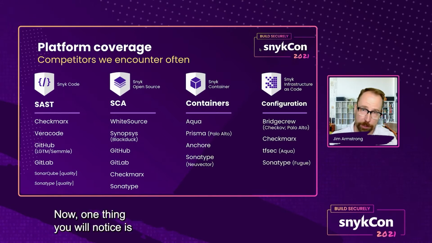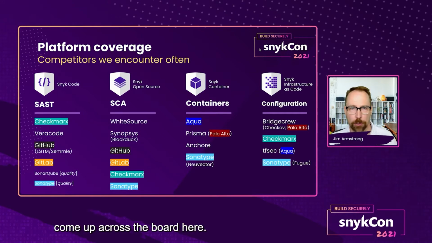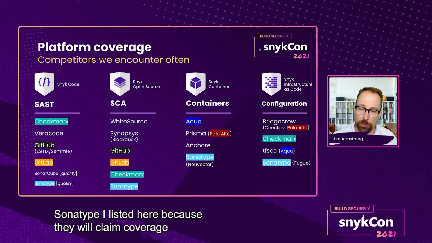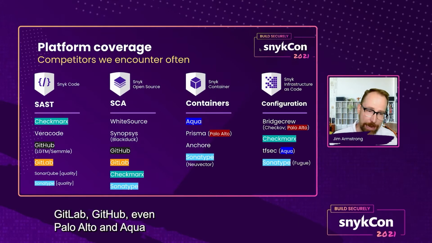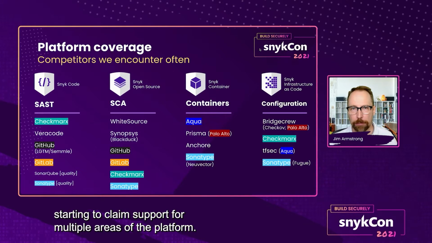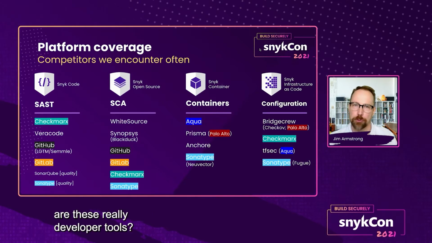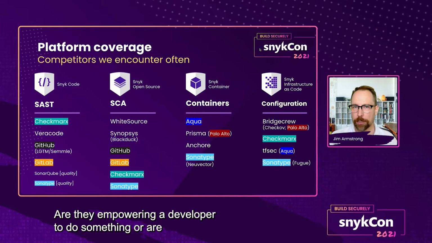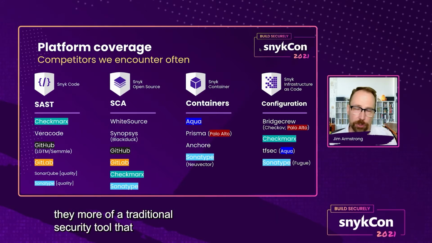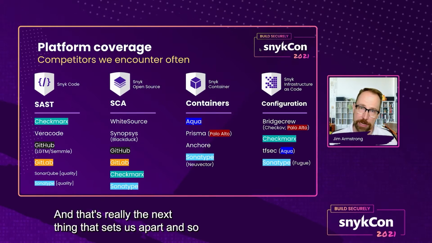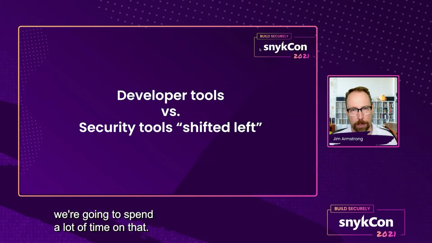Now, one thing you will notice is that there are several names that do come up across the board here, right? So Checkmarx will claim a lot of coverage for these things. Sonatype I listed here because they will claim coverage for all of these things. GitLab, GitHub, even Palo Alto and Aqua starting to claim support for multiple areas of the platform. And that's where we start to get into, are these really developer tools? Are they empowering a developer to do something, or are they more of a traditional security tool that happens to be providing information that's just shifted left? And that's really the next thing that sets us apart. And so we're going to spend a lot of time on that.